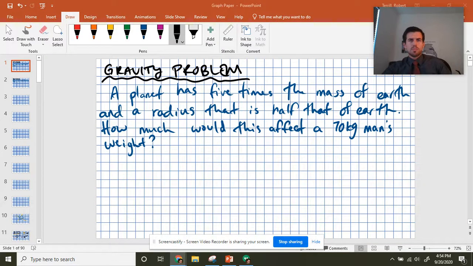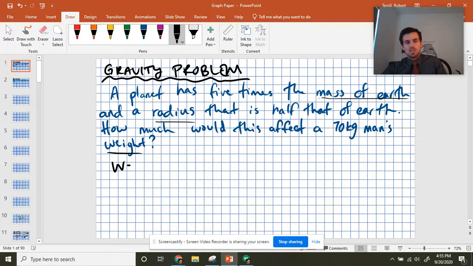Okay, gravity practice problem. We have a planet that's 5 times the mass of Earth and has a radius that's half that of Earth. We want to know how that would affect a 70 kilogram man's weight. This is obviously a gravity problem. We're talking about weight, but we're talking about a different mass of Earth, a different radius.